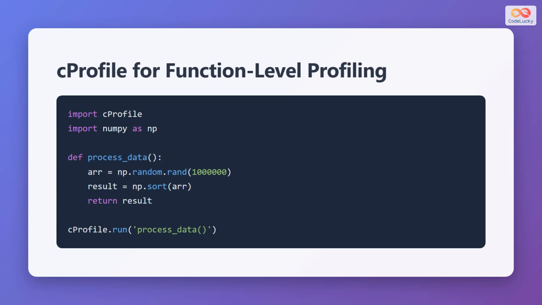cProfile is Python's built-in profiler for function-level analysis. Import the cProfile module and NumPy. Define a function that contains the code you want to profile. In this example, process_data creates a random array with 1,000,000 elements, sorts it, and returns the result. Run cProfile.run with your function call as a string. cProfile will show you how much time is spent in each function call, including NumPy's internal functions. This helps you understand the overall performance characteristics of your code and identify which functions are consuming the most time.